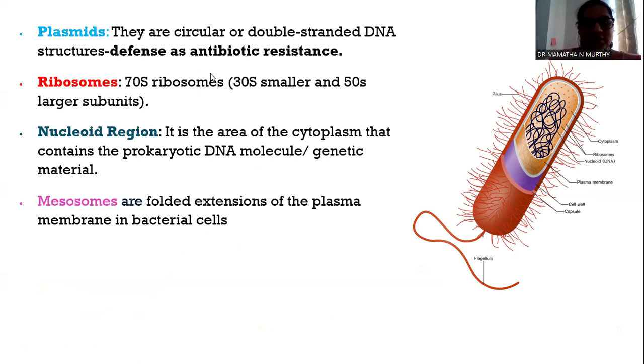Plasmids: apart from the genetic material DNA, some bacteria possess circular double-stranded DNA structures called plasmids. They mainly help as a defense mechanism, providing antibiotic resistance. Prokaryotes possess 70S ribosomes, which include 30S smaller and 50S larger subunits. The nuclear region is the area in the cytoplasm that contains the prokaryotic DNA molecules, or the genetic material of the organism. The other organelles, called mesosomes, are folded extensions of the plasma membrane of the bacterial cell, and they provide additional space for reactions taking place within the cell.